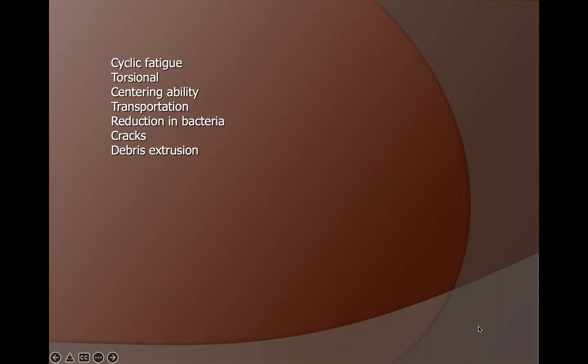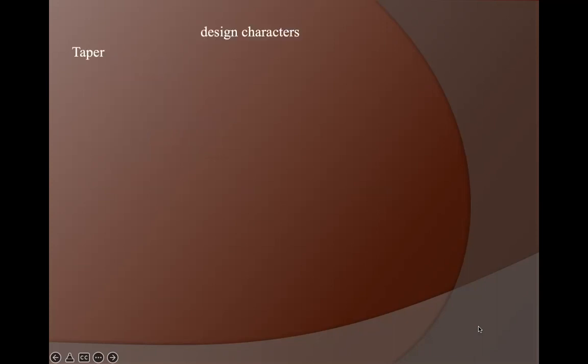And some properties such as centering ability, such as to follow the shape of the canal, and transportation of canal, we have to avoid that. And reduction in bacteria, the amount of microcracks formed, the debris extruded while used, etc. are some of the properties we have to check when we introduce a new file system.